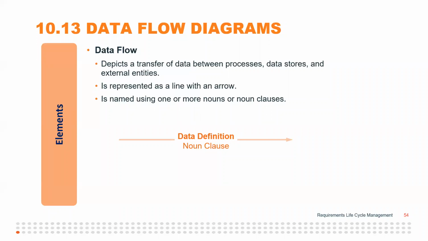And so the data flow depicts a transfer of data between processes, data stores, and external entities. It's represented as a line with an arrow. And it's named by using either one or more nouns or one or more noun clauses. So this is our next element, the data flow.